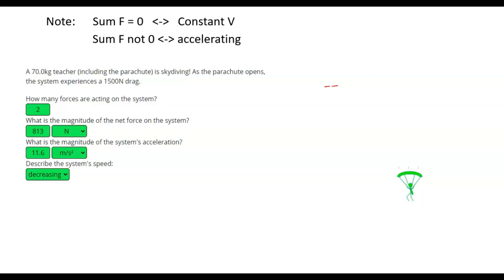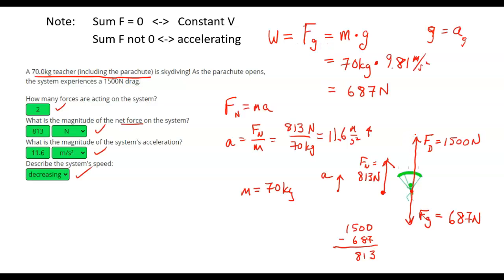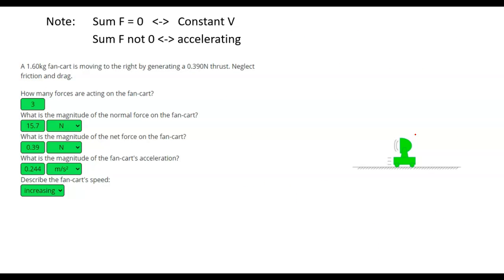All right, we'll do one last one. All right, again, a 70 kilogram teacher. They give us the mass of the teacher, 70 kilograms, is skydiving. As the parachute opens, the system experiences 1,500 newtons of drag. This is the exact same problem. Sorry. All right, let's move to this problem. This will be our last problem.